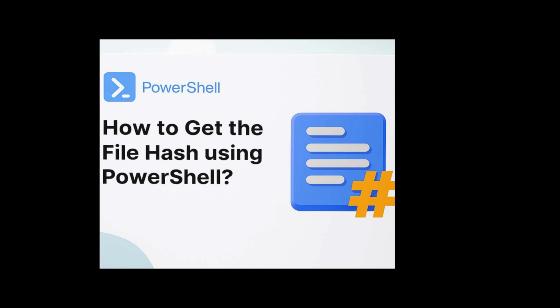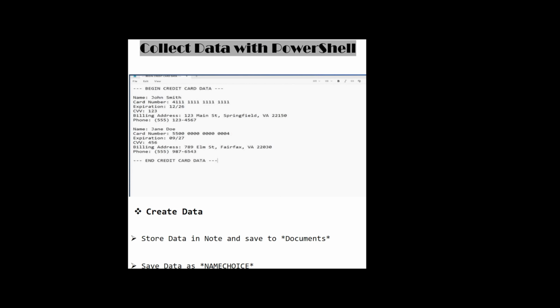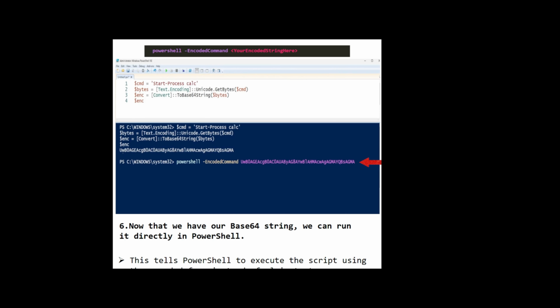Later on in the training, we're going to look at things a bit more complex, like getting the file hash. We're also going to look at collecting data with PowerShell. And of course, because this is PowerShell and we're talking about cybersecurity, we're going to have to talk about encoding and obfuscation with PowerShell. All right, so this is what we're going to be looking at. Enjoy. All right, so we have PowerShell up. Let's go ahead and run the first command, which is Get-NetTCPConnection.